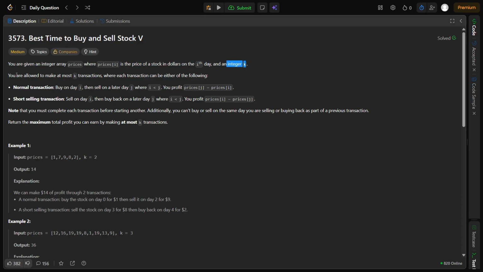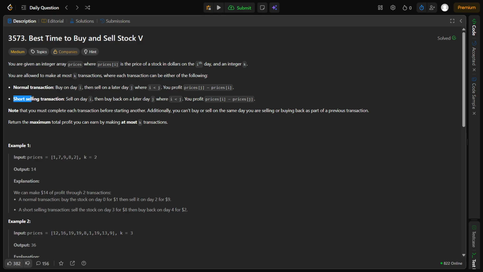So what does k mean? k means that we are only allowed to make at most k transactions. And what is a transaction? There are two types of transactions given here. First is a normal transaction in which we buy a stock on the ith day and we sell it on the jth day, where i is less than j, of course, because in a normal transaction we buy and then we sell, and our profit is the difference of both. I mean, the price on the jth day minus the price on the ith day.